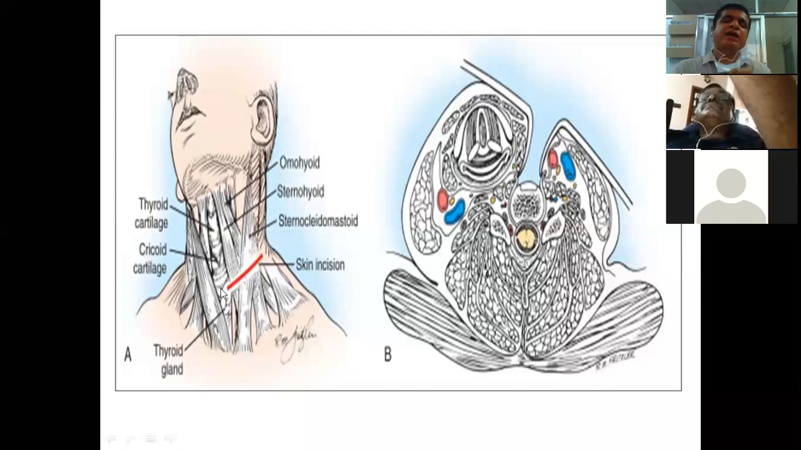Cut the platysma. We will see the sternocleidomastoid. So what do we have to do? This is the sternocleidomastoid and the carotid sheath. We retract it laterally, while the strap muscles along with the trachea and the esophagus, we should retract medially. What happens? The disc space is exposed. Okay, I'm not detailing each and every step of surgery.